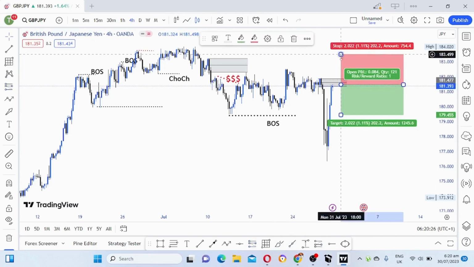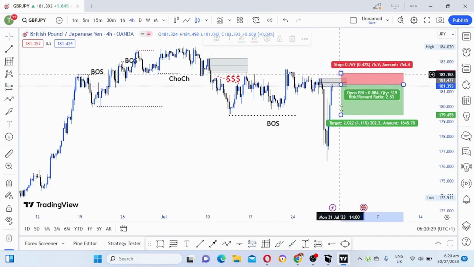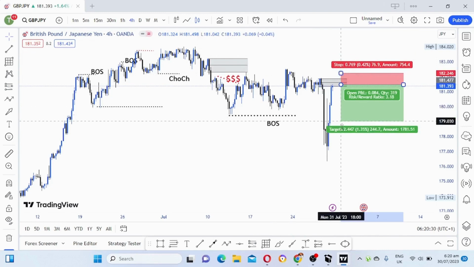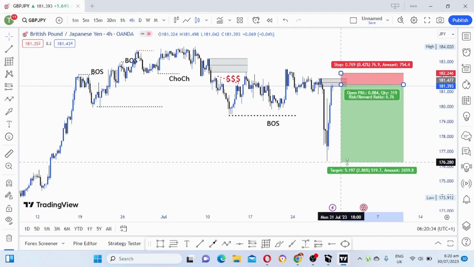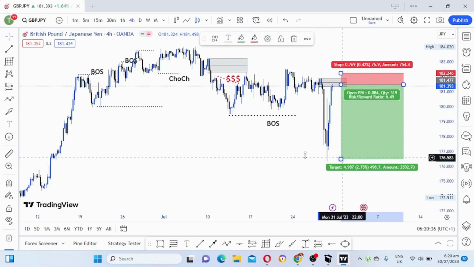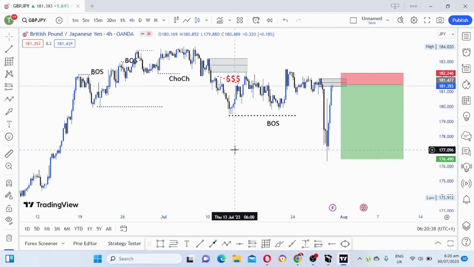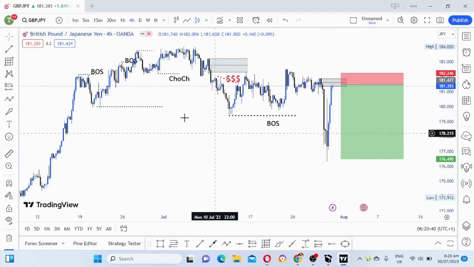I will put my stop loss somewhere up here, and then I will target this low. A 1 to 6 risk reward ratio is possible here with SMC.